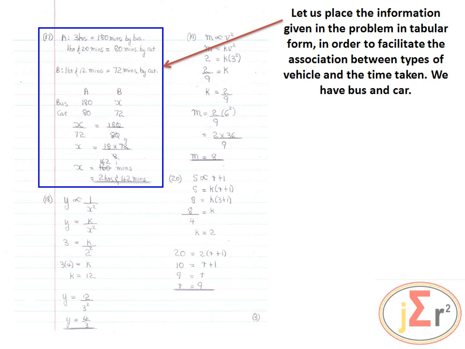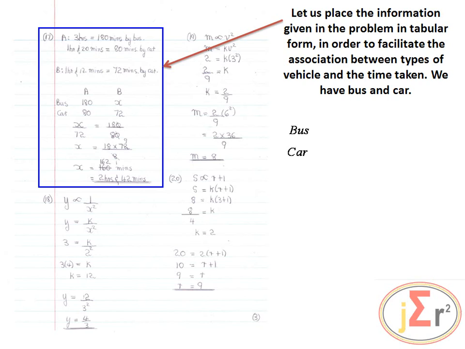But what we do know is that the bus travels at the same rate on both routes, and the car travels at the same rate on both routes. So let us put some of the detail of the information in a tabular form, in order to facilitate the association between types of vehicle and the time taken.